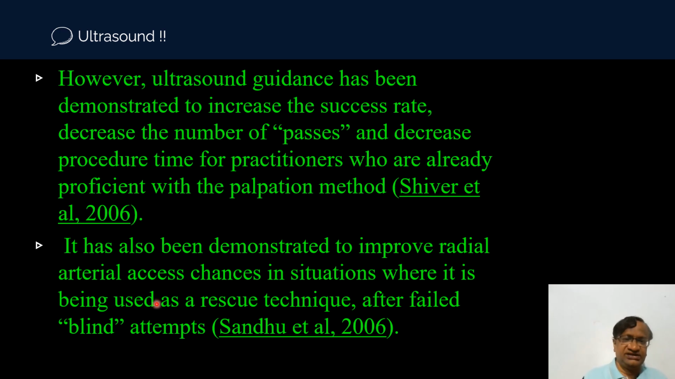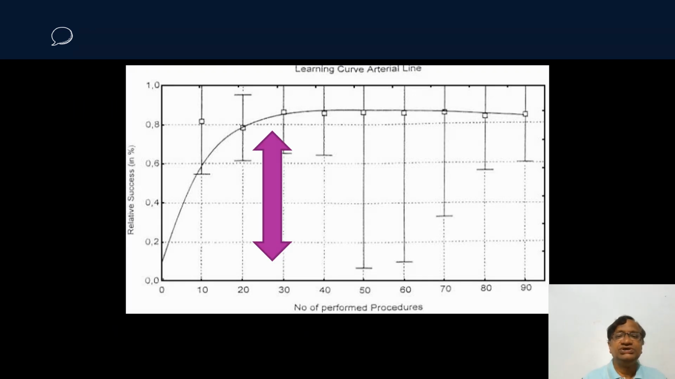Another study says yes, there is an increased chance of radial artery cannulation. The learning curve in number of procedures, you see here, is around 25 to 30 cannulations. After that there is not much difference.